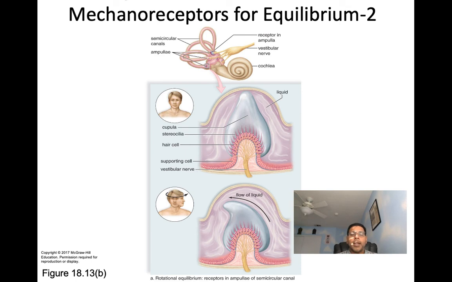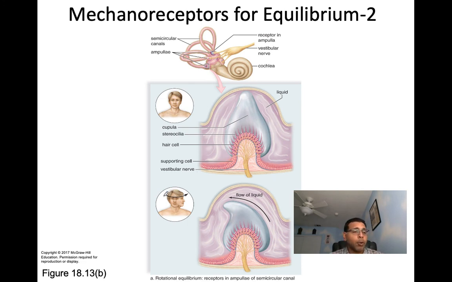Now when we look at the next slide, mechanoreceptors for equilibrium 2, we can appreciate the semicircular canals first. So here we can see we've got three, one along each plane of space, and here we've got the enlarged ampulla region. In there is where we're going to find our rotational equilibrium receptors. We've got a nice row of supporting cells, and along with the supporting cells, we're going to have hair cells. Those hair cells are innervated by this vestibular nerve. Those hair cells have their stereocilia right inside of here, and the stereocilia are embedded in this cupula on top.